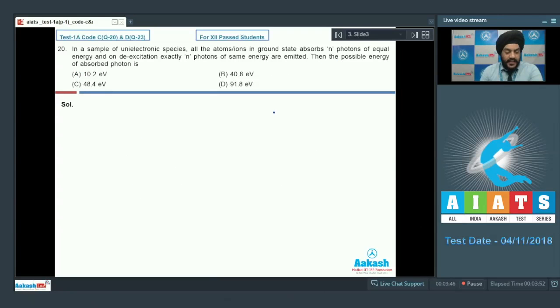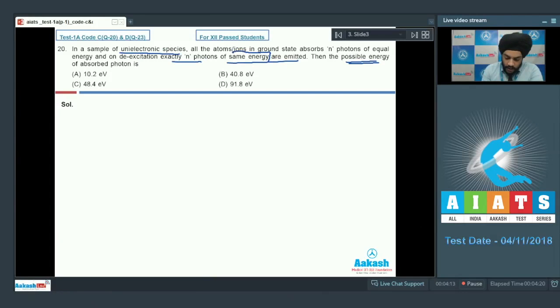Let us look at the next question, question number 20. In a sample of unielectronic species, all the atoms or ions in ground state absorb n photons of equal energy and on de-excitation exactly n photons are emitted. Okay. Then the possible energy of the absorbed photon. So students, it is told to us that on de-excitation exactly n photons of same energy are emitted.